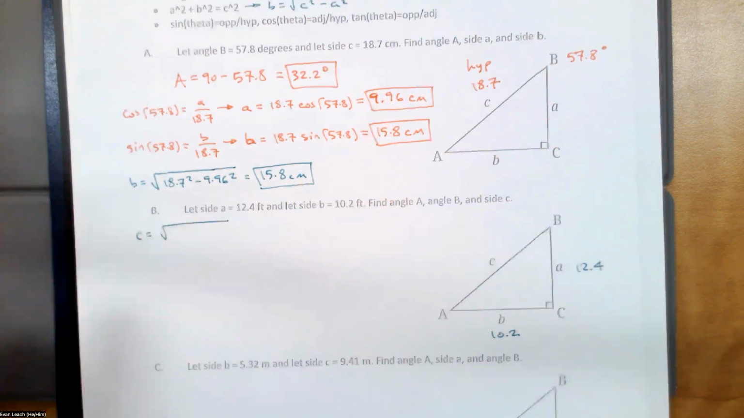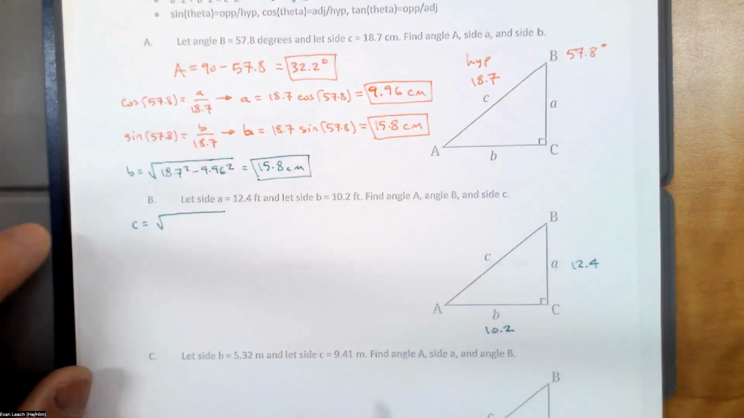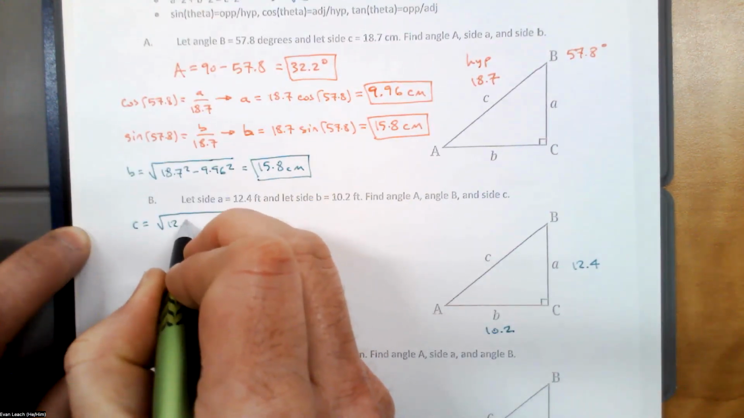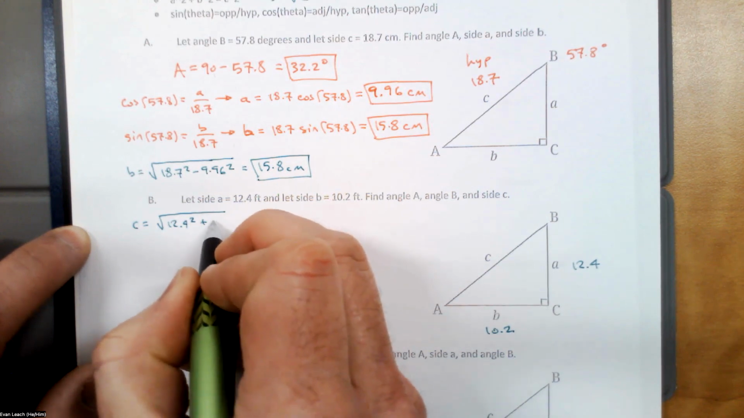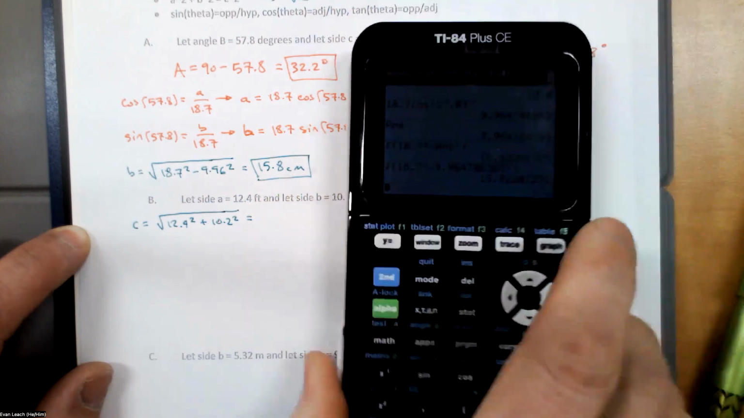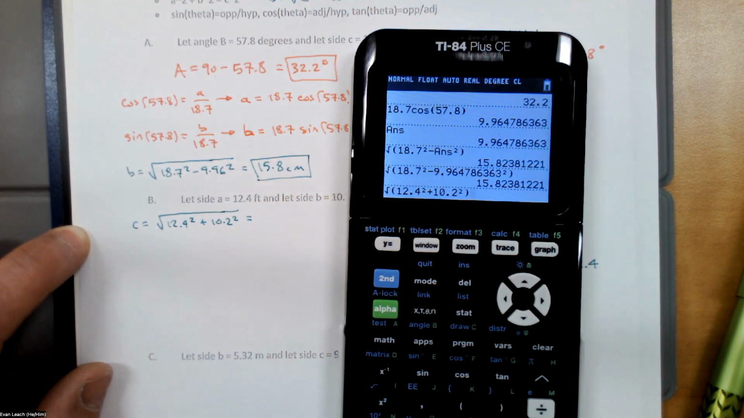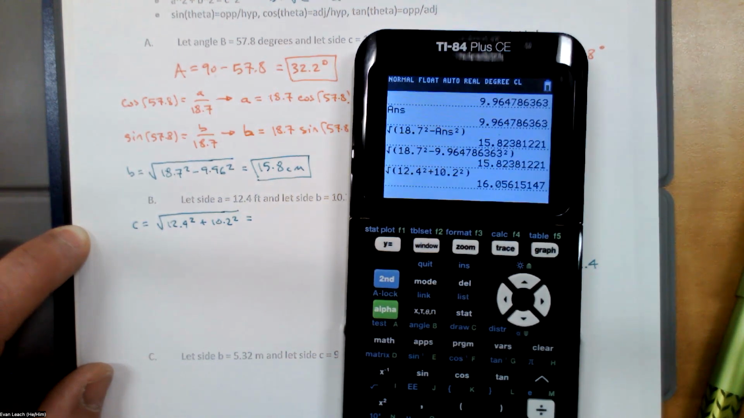You have to remember, if you're solving for C, we're not subtracting. So we don't have to rewrite this one. We just have to square root it. So it's A squared plus B squared. So 12.4 squared. I'm just writing down what I'm going to type into the calculator. So 12.4 squared plus 10.2 squared. I'm going to close parentheses, even though I don't have to, because I'm going to use proper syntax.